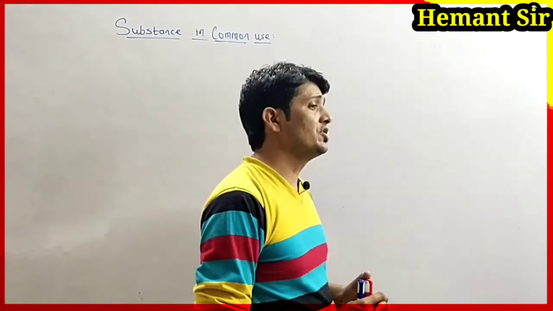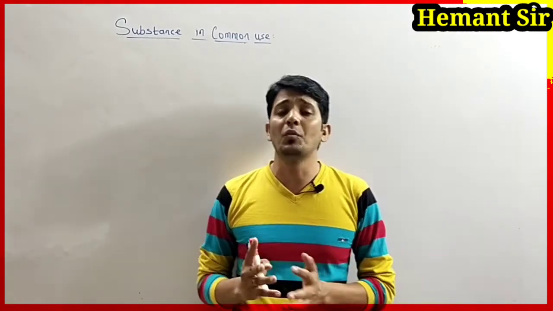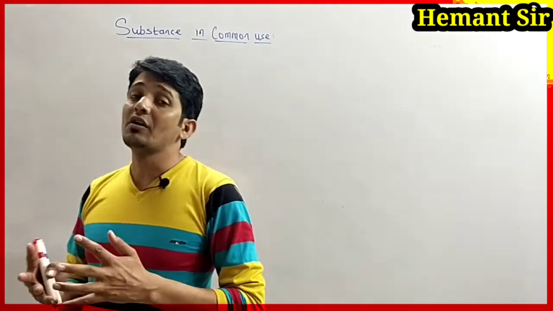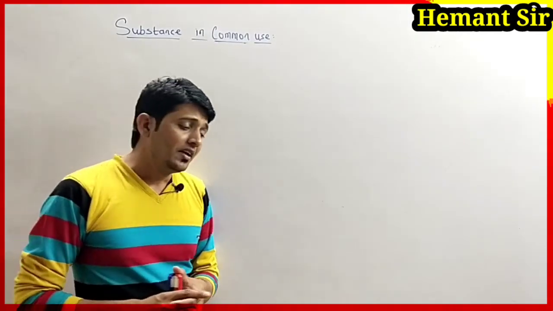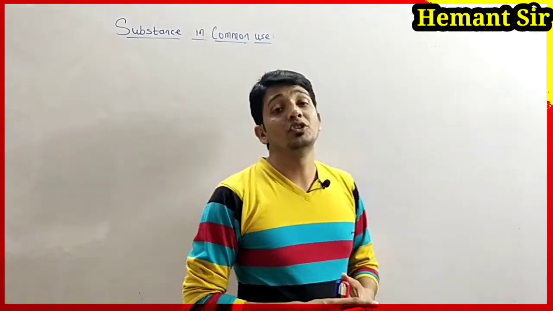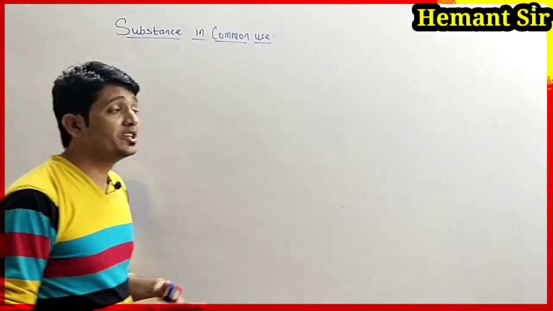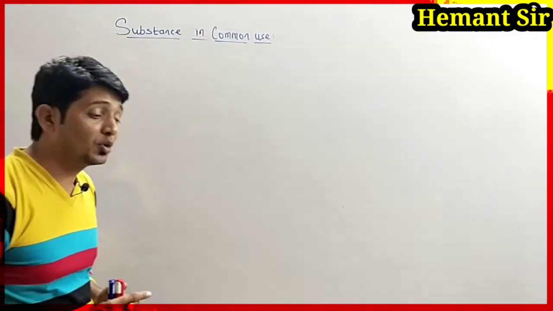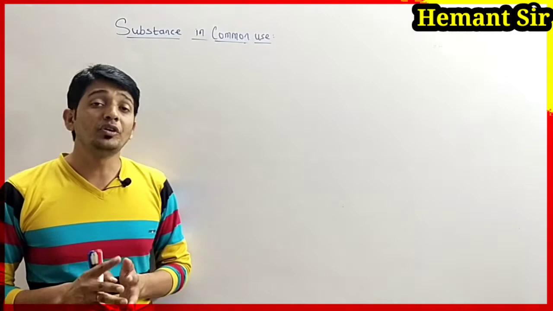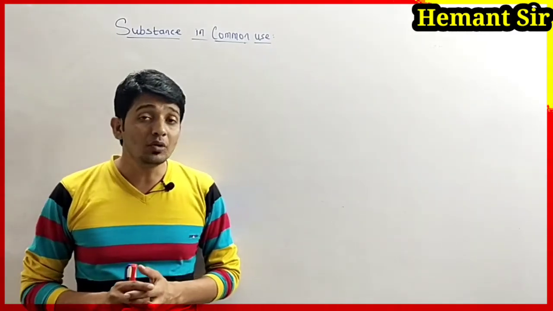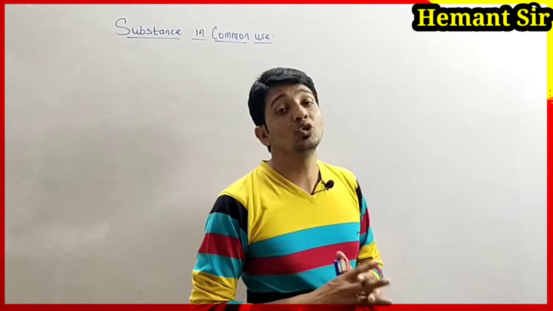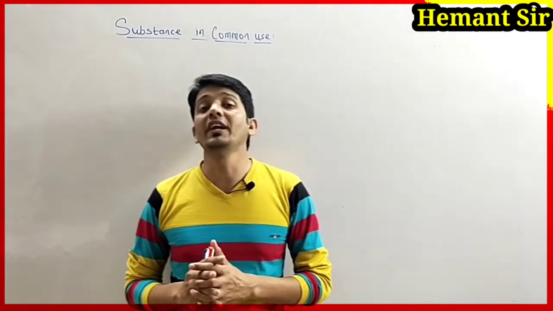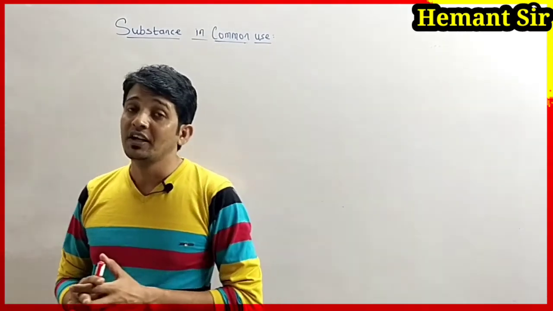So we are going to understand a few important compounds which we use every day in our life. Let's take the example of common salt. What is common salt? It is NaCl, sodium chloride. So how is sodium chloride formed? Sodium chloride is formed by the chemical combination between sodium metal and chlorine gas, which is a non-metal.